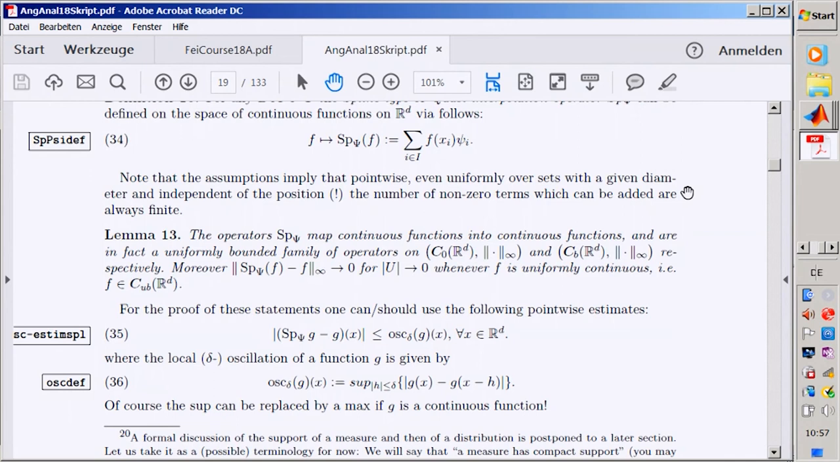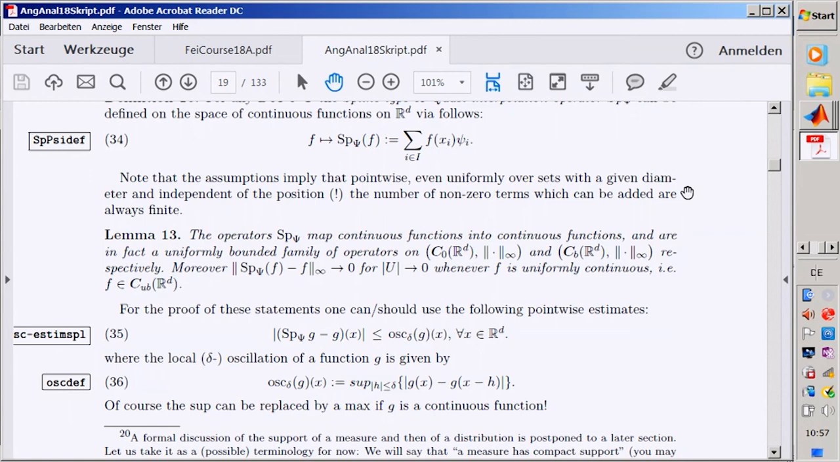Now the oscillation is just: you look at some interval and you ask whether the function deviates very much from the value in the center here or not. And of course, you can imagine that if you have a small interval, then uniform continuity already gives you that this will be less than epsilon, and that's more or less the definition of uniform continuity that we need.